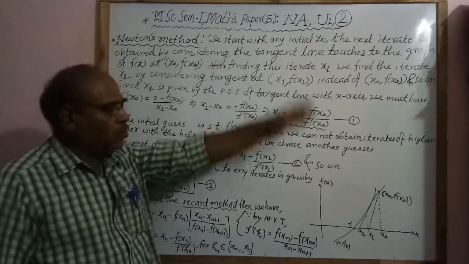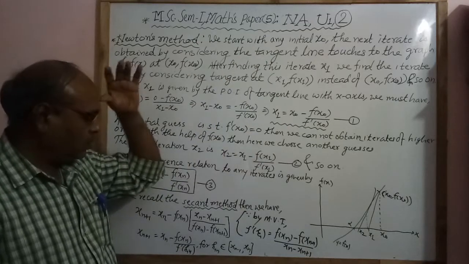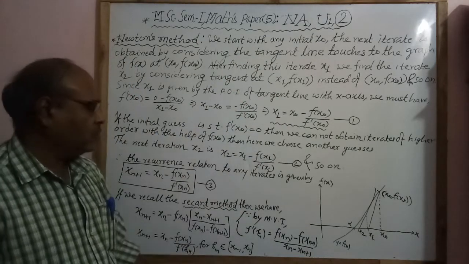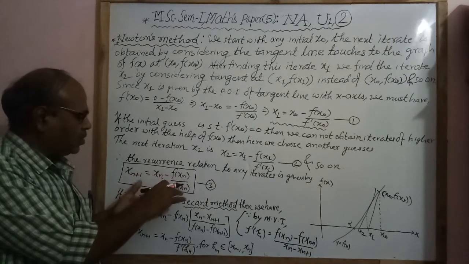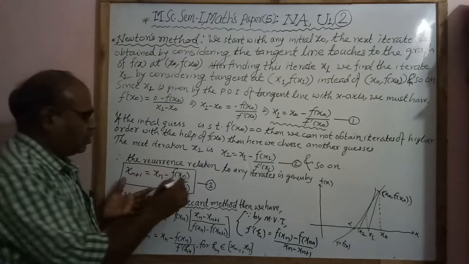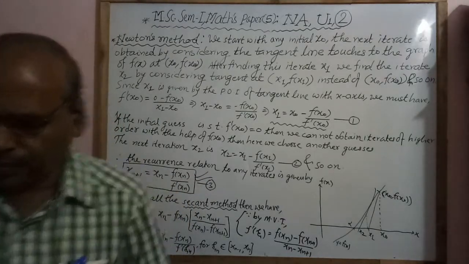This is about Newton's method. We will see particular examples on this method to find the root of the equation. Therefore, this is the general formula: xn plus 1 equal to xn minus f of xn divided by f dash of xn. This we consider as the formula for solving the examples.